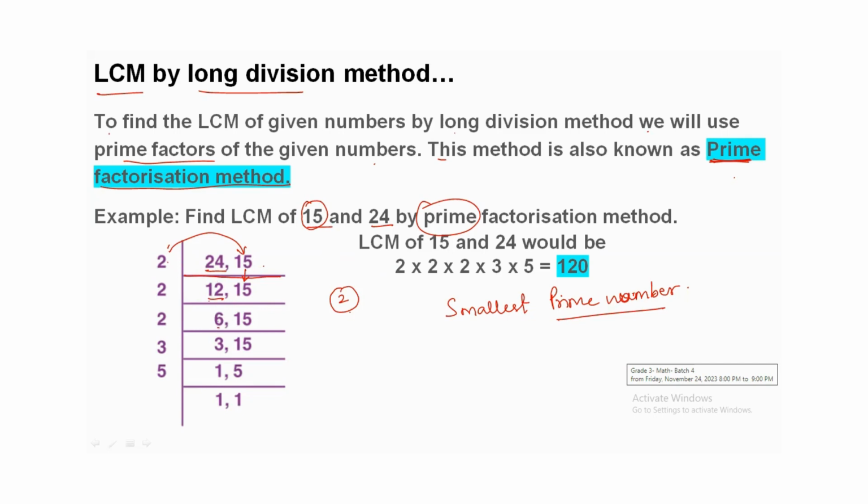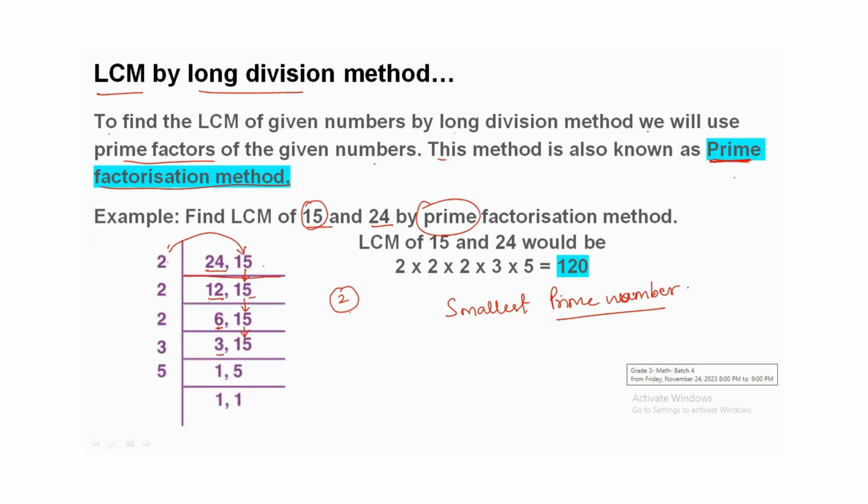Correct. So I can write 6 over here and 15 I will write as it is because 15 is not divisible by 2. Why is it not divisible by 2? You can see the ones place digit, which is 5, which is again an odd number. Now I can see 6 over here and 6 is divisible by 2, so I can make a division and I will take a 2 as a prime factor. Again 15 is not divisible by 2, so I will carry down this 15 as it is.